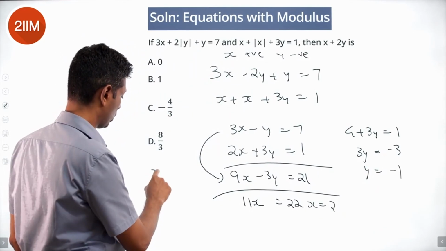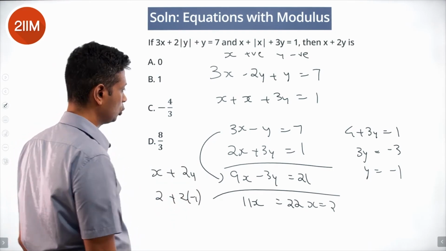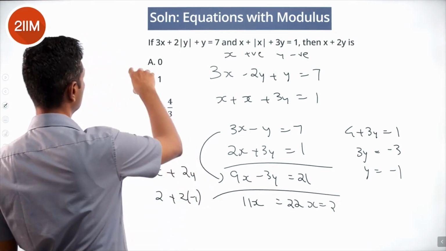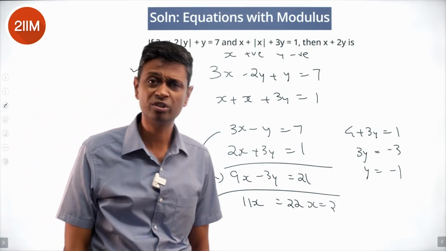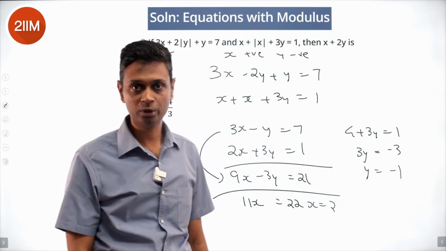Then x plus 2y: 2 plus 2 into minus 1, 2 minus 2 is 0. This works. There is perhaps some juicy solution sitting here somewhere, but I don't know. We have brute forced it. We get the answer. We roll with it.